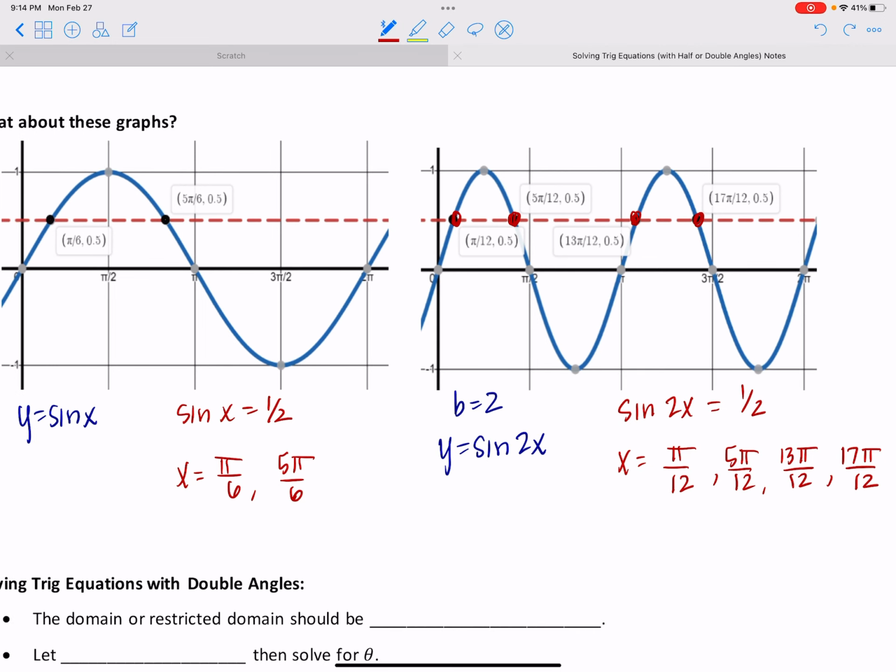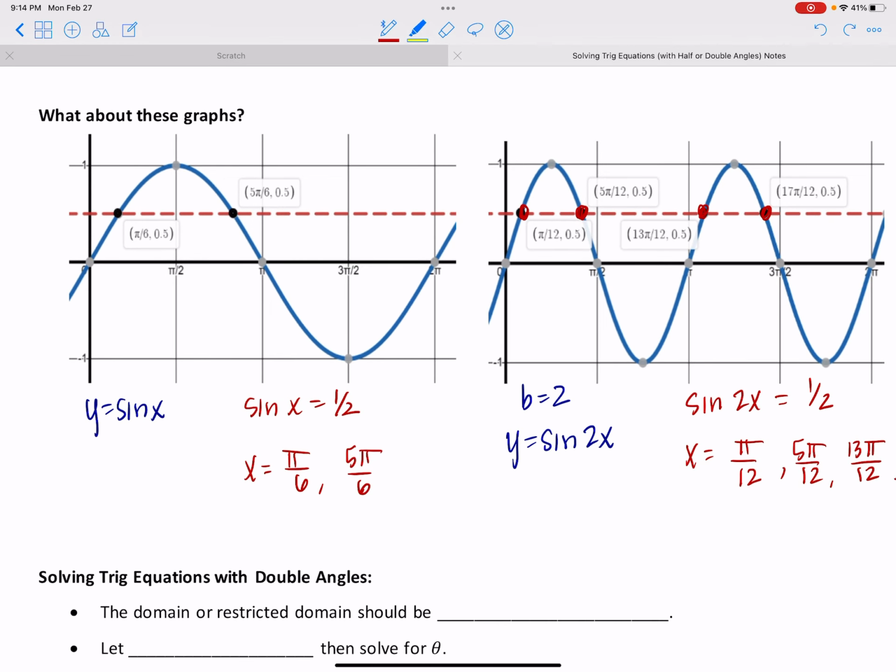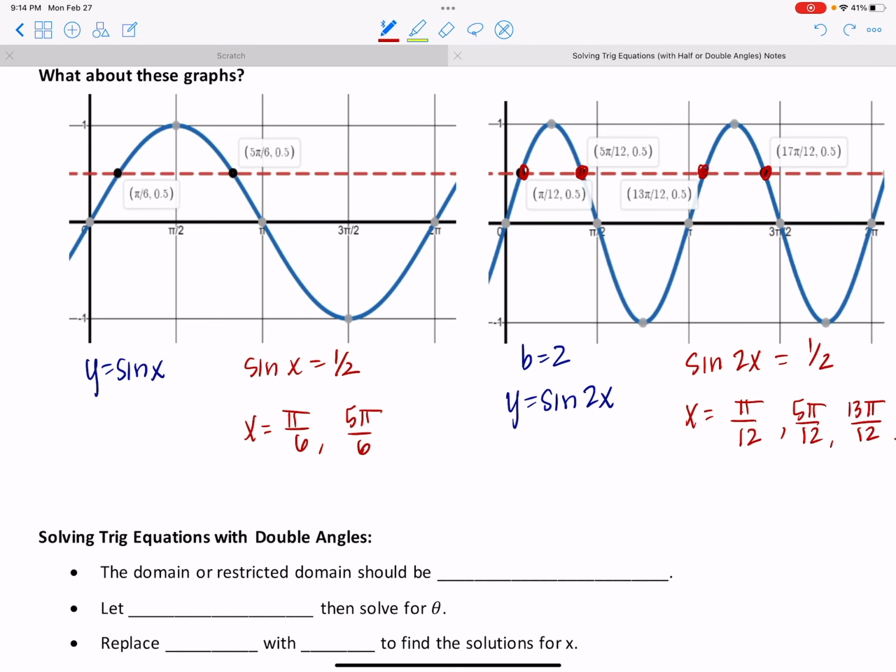Well, now, since I have 2 cycles happening in here, I have to try to use my unit circle to get 2 cycles. So if I wanted to get 2 cycles out of the unit circle, one happens from 0 to 2 pi, I'd have to go from 2 pi to 4 pi to get a second cycle, which means I have to go around the unit circle twice. So instead of going from 0 to 2 pi, I would have to go from 0 to 4 pi on my unit circle to get 2 cycles, which means my domain is going to double.